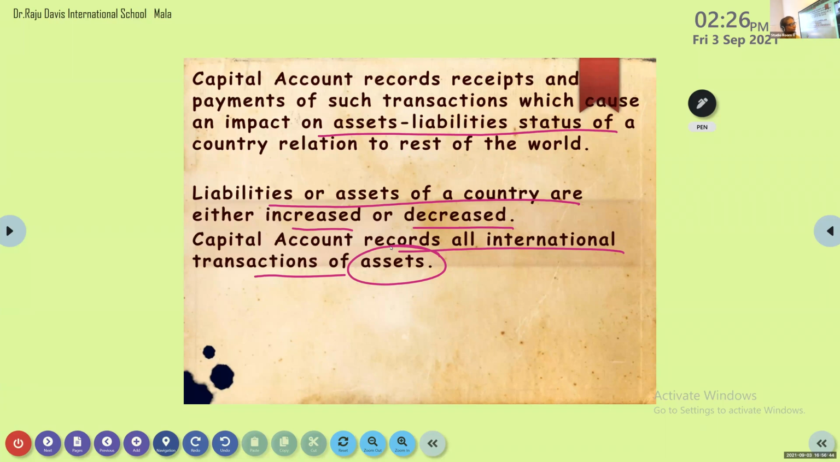The other one, current account, mainly deals with goods. It can be visible, invisible, and transfer payments. Here, it is a record of all international transactions of assets. So it is a record which shows all the transactions which have an impact on the assets and liabilities of a country with the rest of the world. It can be increased or it can be decreased.